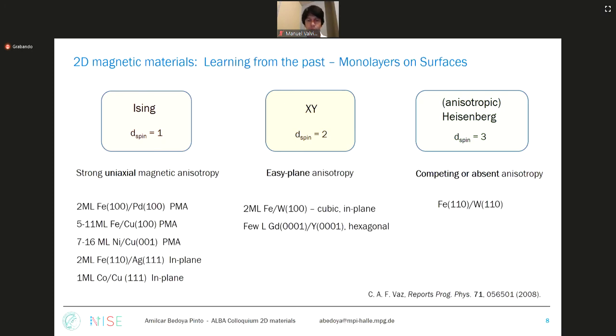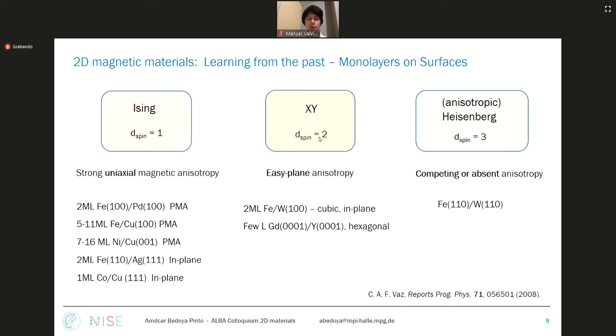But we have to acknowledge that this has been already studied. The community working on van der Waals magnets, of course, has had a recent interest, but there have also been people working in surface science, growing classical magnetic monolayers such as cobalt and iron on crystalline surfaces. And here there have already been a lot of studies of Ising systems, for example, in monolayers or few-layer magnetic materials, with both perpendicular magnetic anisotropy and in-plane magnetic anisotropy. That means we have a strong uniaxial anisotropy, which can be out of plane or in plane.